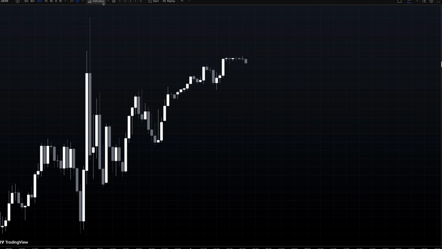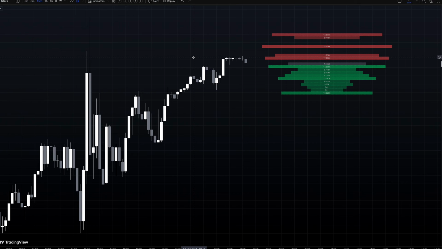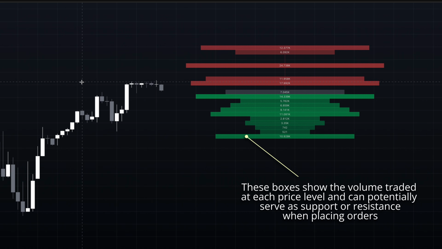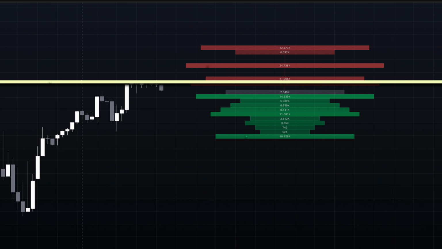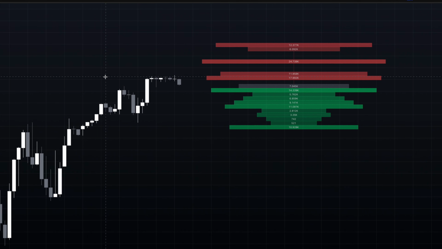The Volume Order Book Indicator by Zierman creates a visual representation of trading volume at different price levels. It builds boxes whose width corresponds to the volume traded at each price level, helping traders identify key support and resistance zones. Red for levels below current price and green for levels above. The width of each box represents the volume intensity at that particular price level.